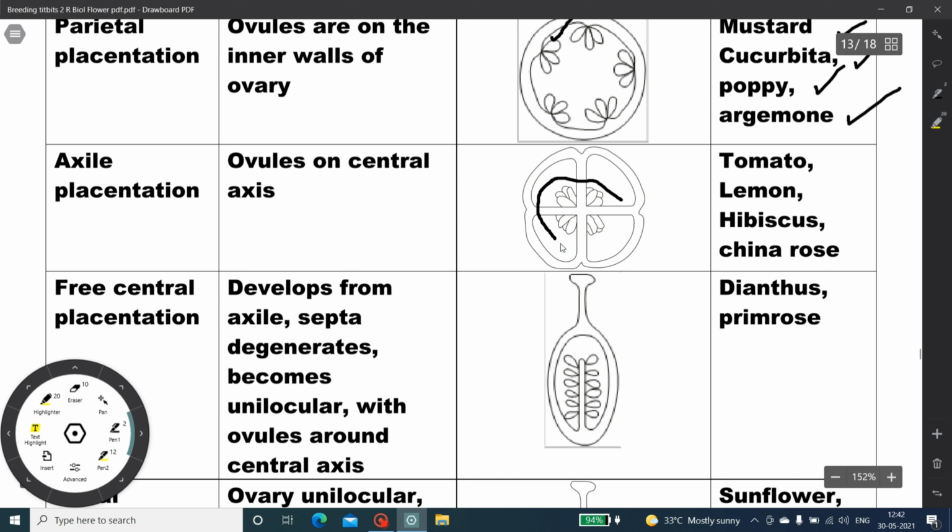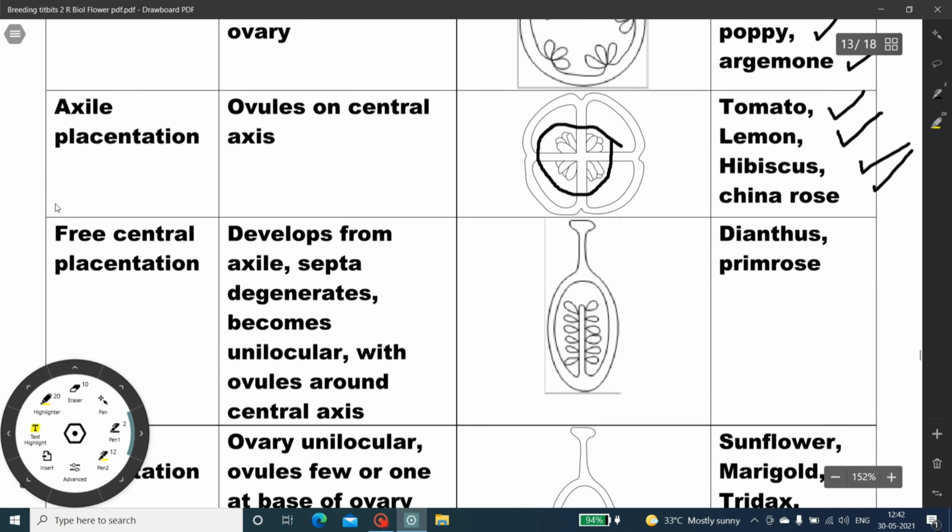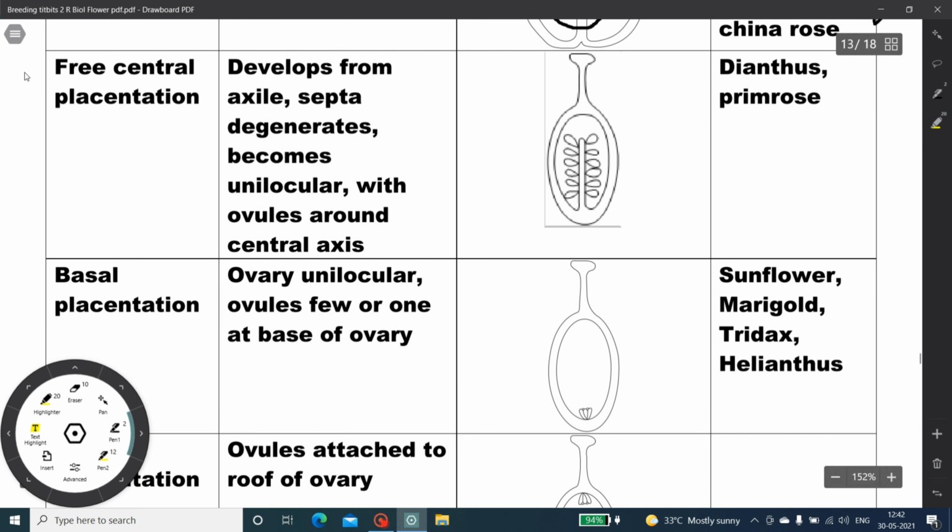Axial placentation: ovules are located on the central axis. Examples are tomato, lemon, hibiscus and China rose. Free central placentation develops from axial. Septa degenerate and it becomes unilocular. Only a single locule is present with ovules around the central axis. The examples are dianthus and primrose.